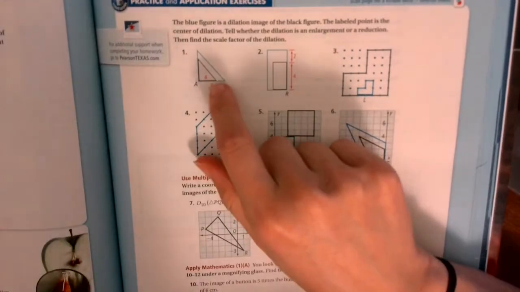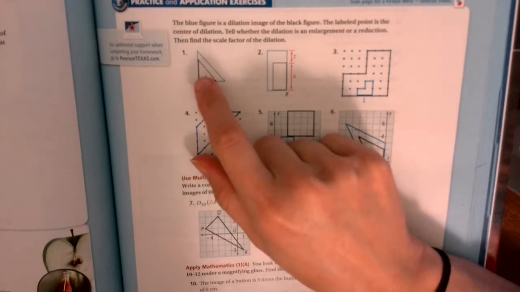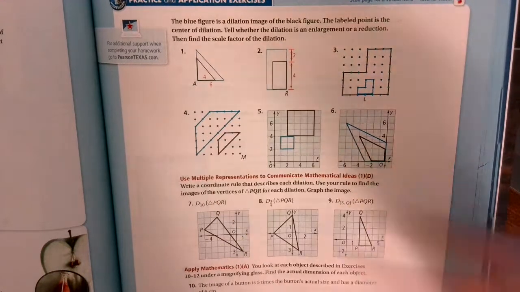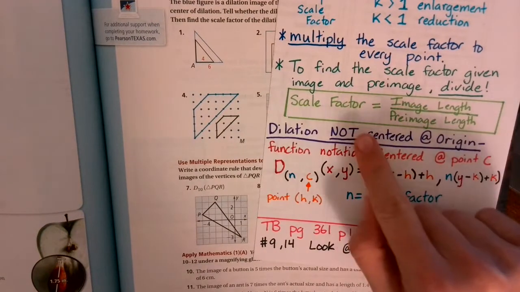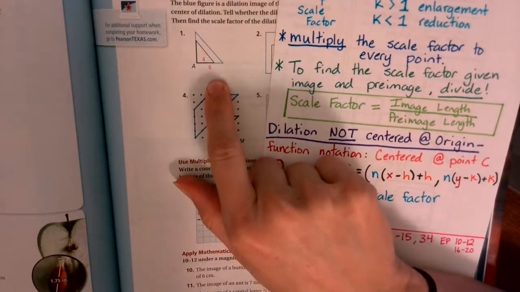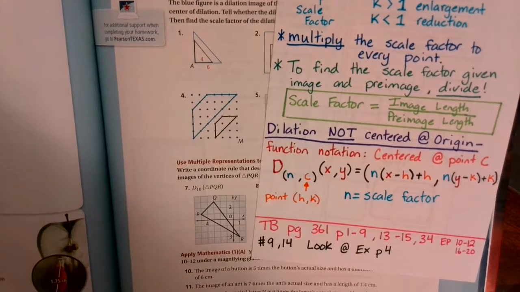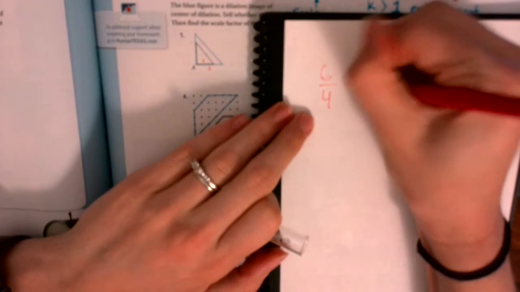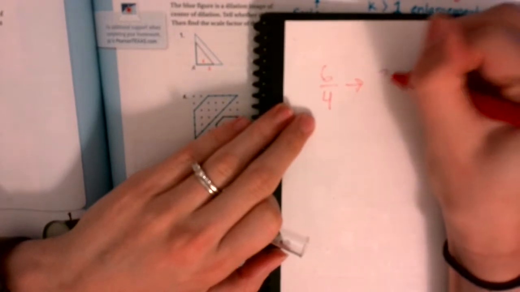Next page. For example, this is saying we're mapping black onto blue. The blue is the dilation. So to find the scale factor here, I would do image length divided by pre-image length. 6 divided by 4 would be my scale factor, which I can simplify to 3/2. So my scale factor from going from black to blue is 3/2.